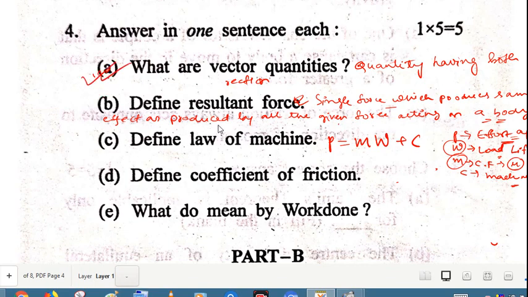The second one, they are asking to define the resultant force. See, resultant force is what? If there might be 3 or 4 or any number of forces acting on a point.